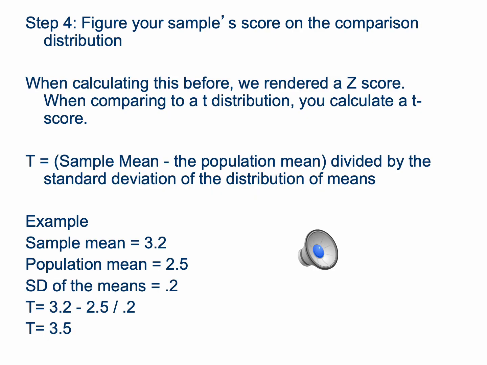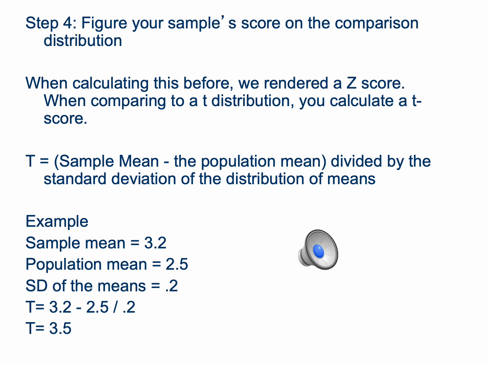All right, now we're going to calculate a t-score. It's very similar to calculating a z-score. They both involve comparing two means. In this case, the sample mean versus a population mean. So here's the formula for calculating a t-score. It equals the sample mean minus the population mean divided by the standard deviation of the distribution of means. Remember, we derive that standard deviation from an estimate of variance in the sample.